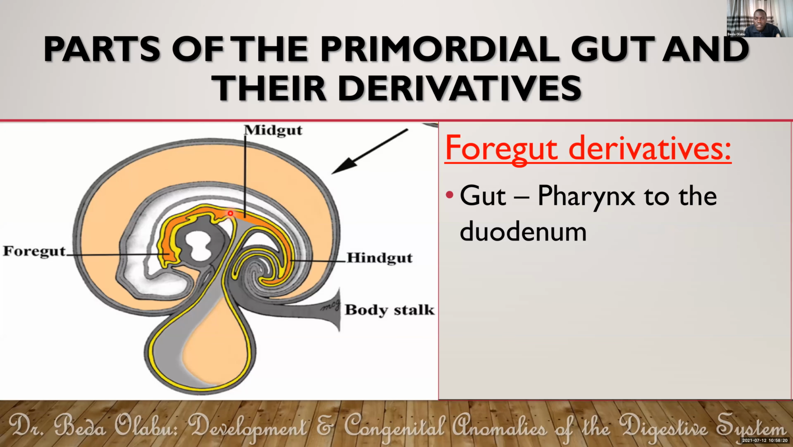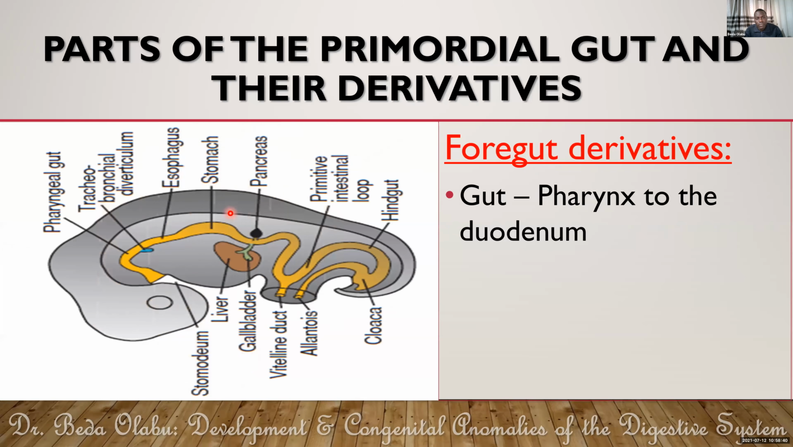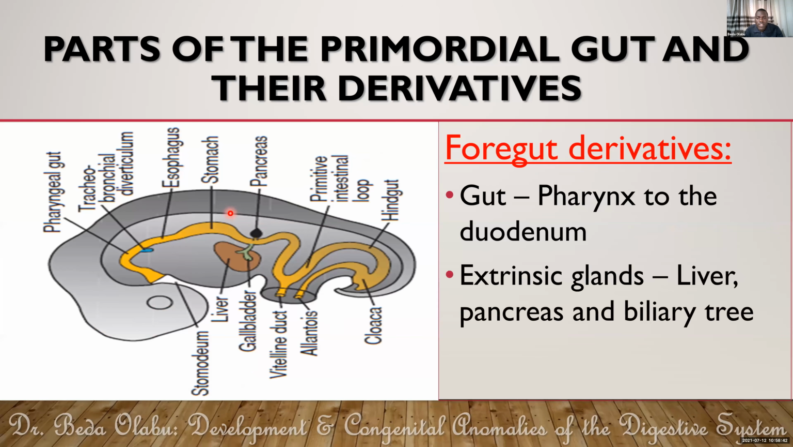Usually the first and the second part of the duodenum are the ones we're talking about here. So the whole of that is the foregut and its derivatives. But the foregut does not just give us a component of the alimentary canal. Foregut also gives us extrinsic glands of the digestive system. The extrinsic glands of the digestive system that come from the foregut are the liver, the pancreas, and the biliary tree.